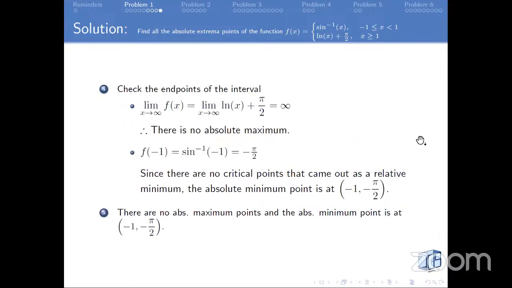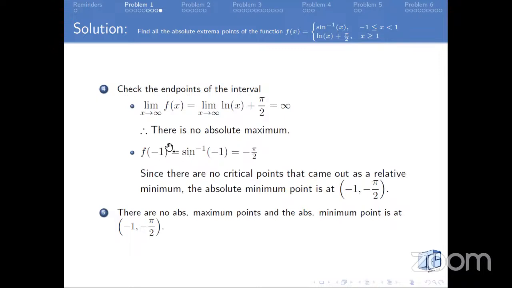Ayan. So, check the endpoints of the interval. Ang endpoints natin kanina ay yung nakuha natin -1 at positive infinity. So, at positive infinity, limit natin ay infinity din. So, ang conclusion natin ay walang absolute maximum. Recall lang na kapag meron kang infinity, maaaring walang absolute maximum or walang absolute minimum.